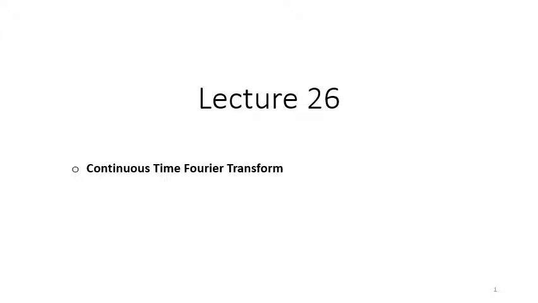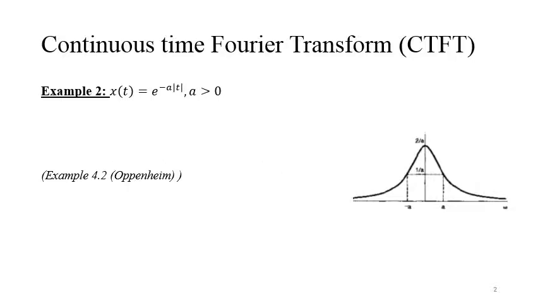In this lecture, we're going to further explore the continuous time Fourier transform and we'll be solving some more numericals. Let's consider another example. Here x of t is given by e power minus a absolute of t.